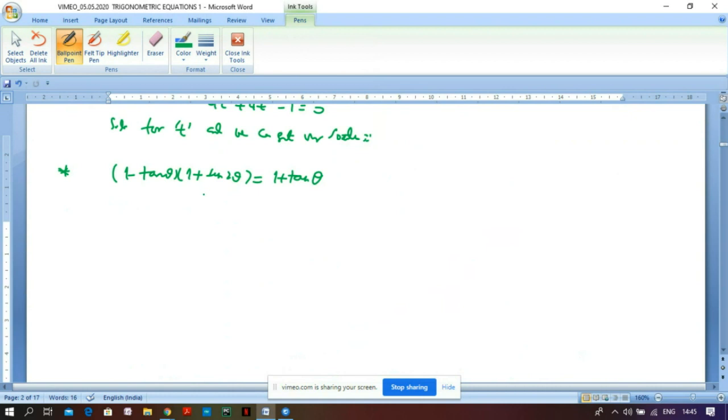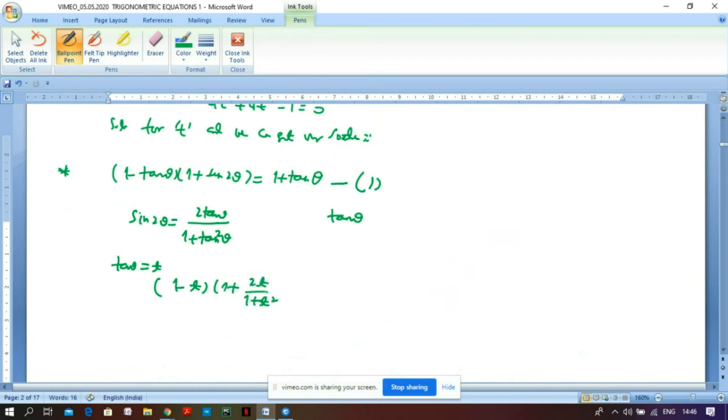You are not disappointed because you remember that sin 2θ equals 2 tan θ upon 1 plus tan² θ. So it so happens that 1 can be written in terms of tan θ. So let's set tan θ equal to t. Then you get 1 minus t, 1 plus, that is 2t upon 1 plus t squared is 1 plus t.